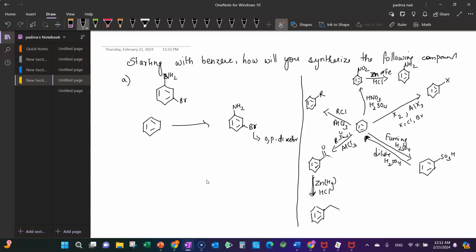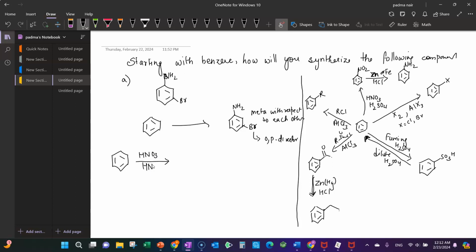okay, it's an ortho para directive. So that means if you put Br first, then you cannot put any group meta to it, okay? But because see, these two groups are meta with respect to each other. They are at meta with respect to each other. So if you put Br first, you will not get any meta substitution because Br is an ortho para directive. So it is wise for us to do the nitration first. Okay, so we will start with, take the benzene and nitrate it first.